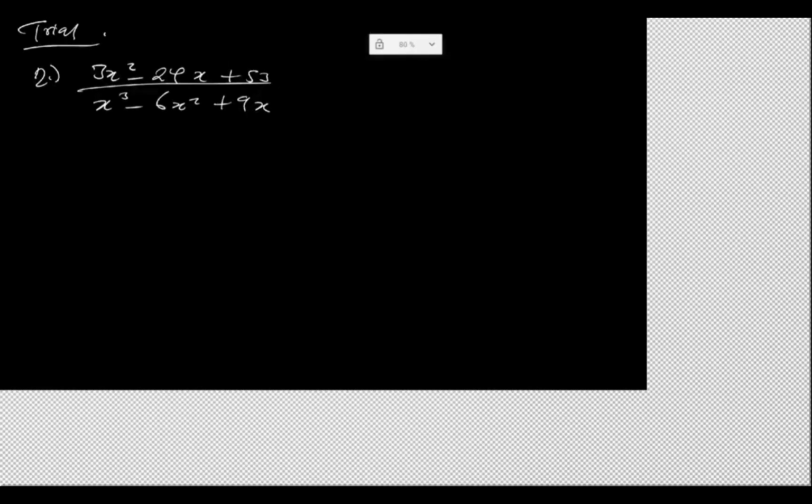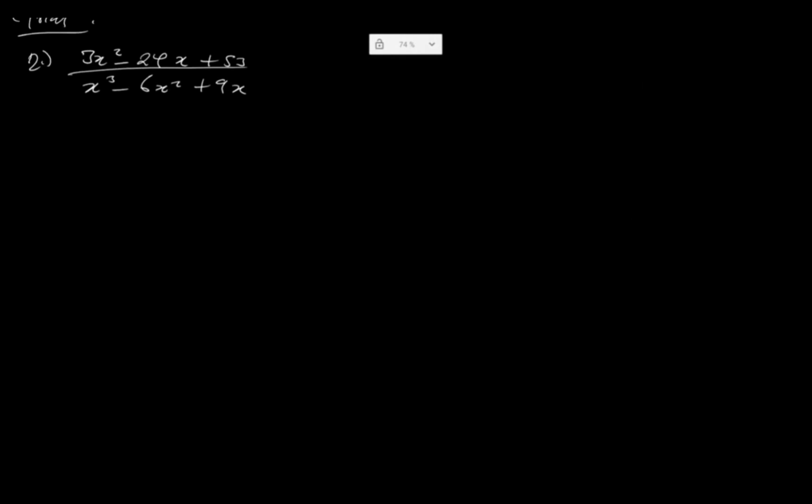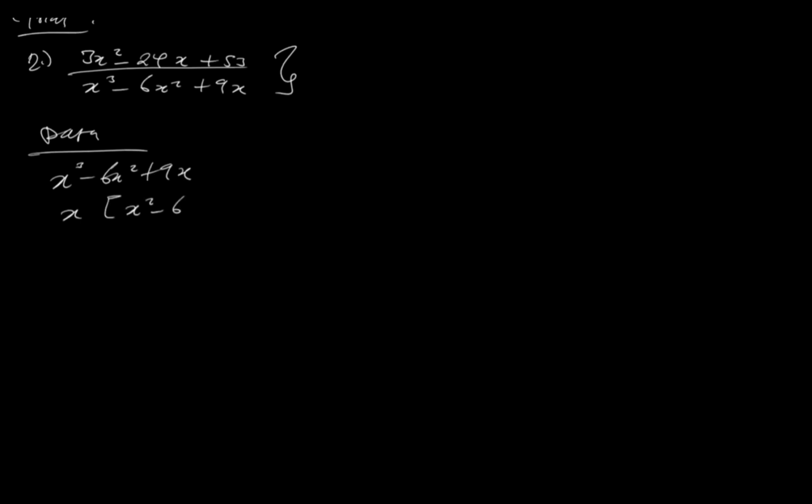Alright, that's wonderful. Let's do it together. So remember, when it comes to partial fractions, the key is the denominator. So let's try and fix the denominator. You have x cubed minus 6x squared plus 9x. Factorize the denominator. I can pull out the x and have x, then x squared minus 6x plus 9, like that.